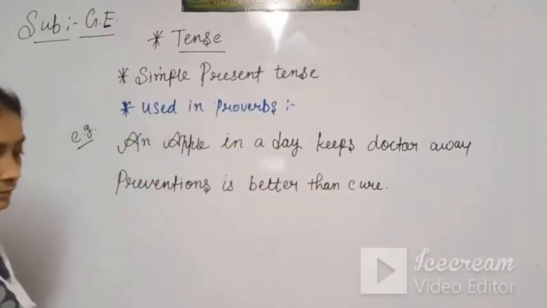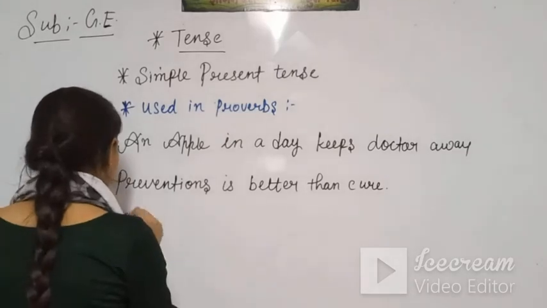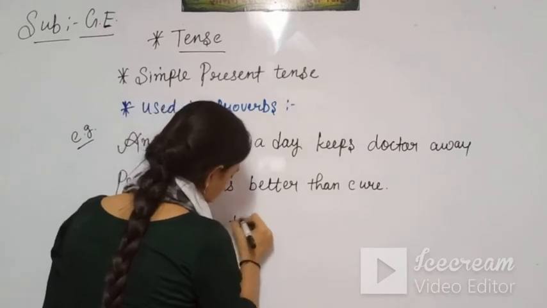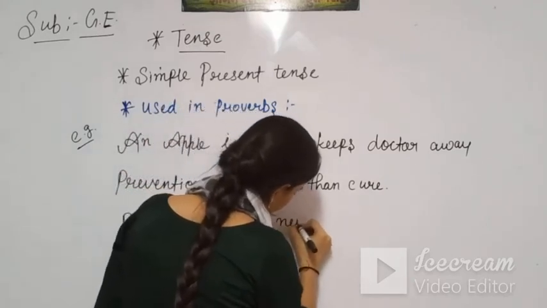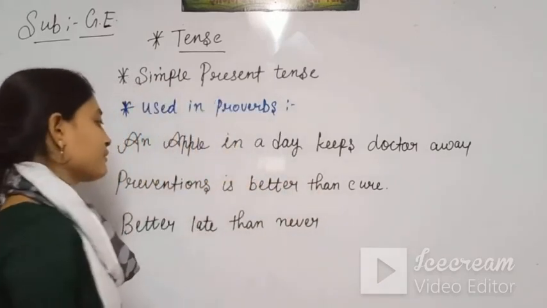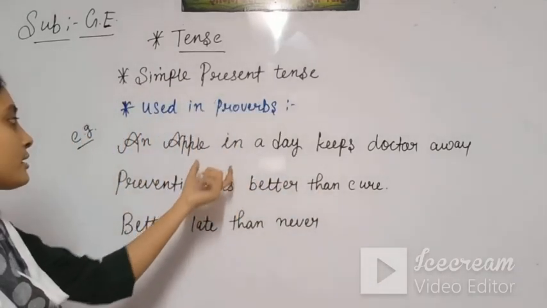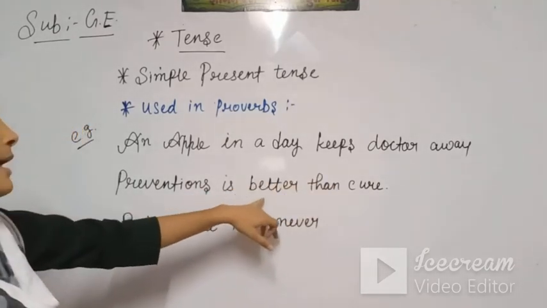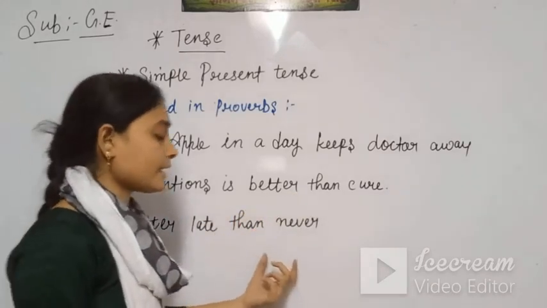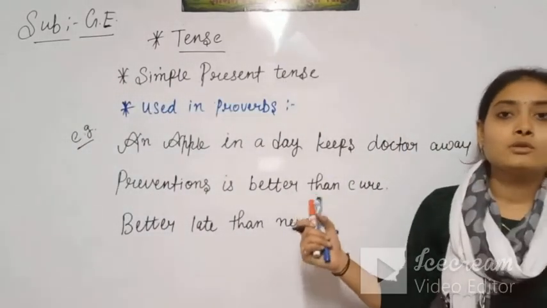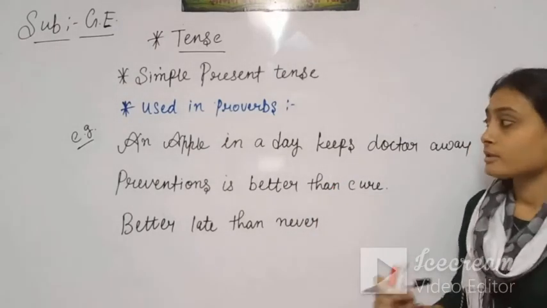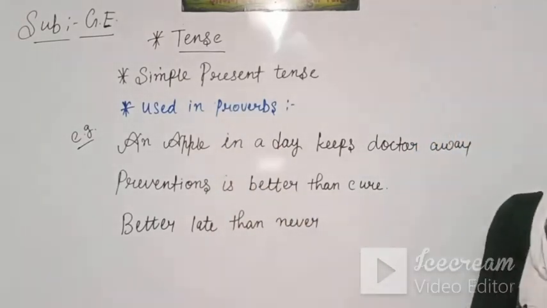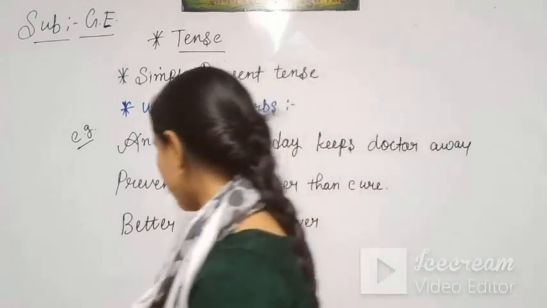Then better late than never. These all are proverbs. Here, which tense is used? The simple present tense. Keeps, right? Here, is better than, late than never. So here, which tense is used? Here the tense described is the present tense.